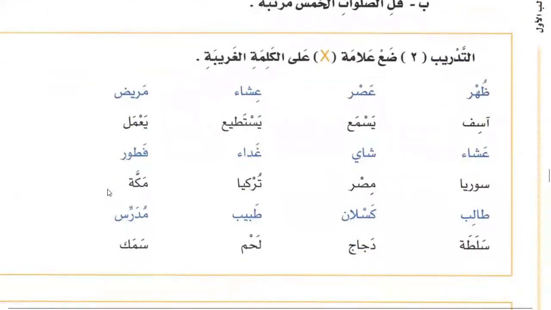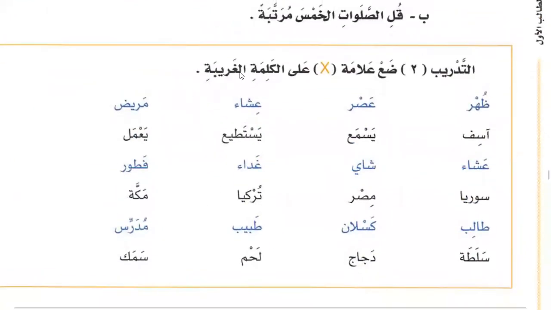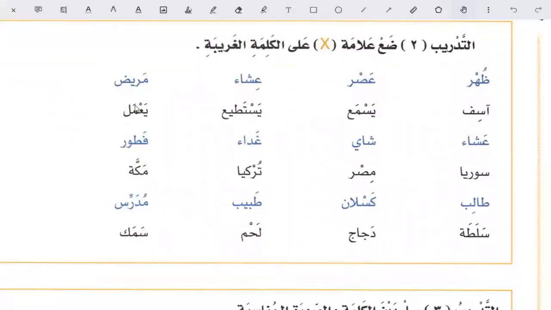Second exercise: put the X mark on the different word, the strange word. So here zuhur, asr, isha. These are the salah. But mariz is a disease, sickness. So you put an X mark on mariz.